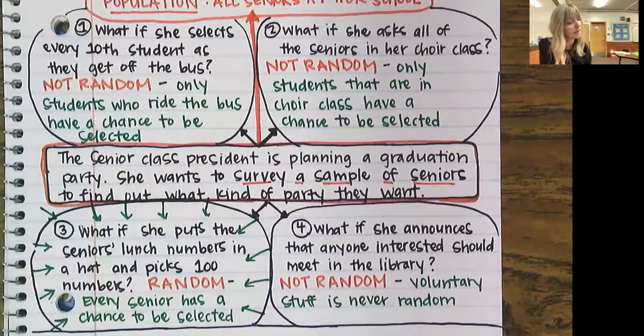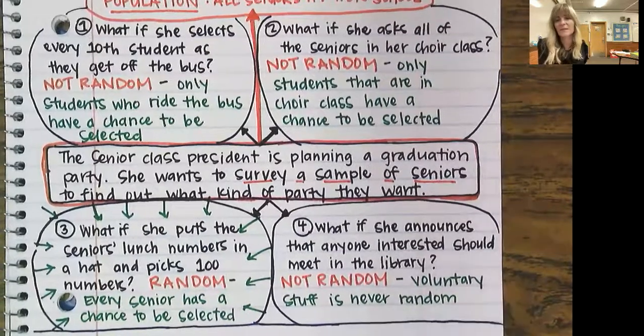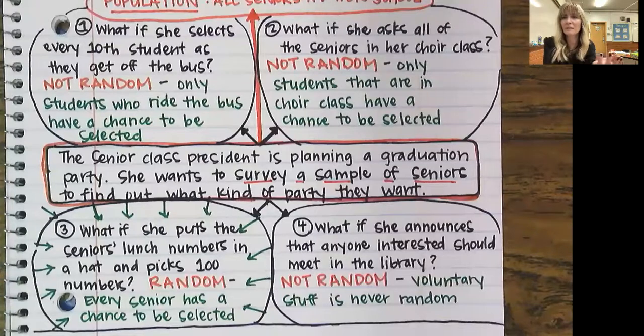And number 4 was not random, simply because if you do things voluntarily, if you just say, come if you want to, it never ends up being a good representation just because a lot of students that would respond or have ideas wouldn't show up to that. Or maybe if you have an announcement, maybe they're in certain class periods that they don't hear the announcement or whatever. Not every senior is going to have a chance to be selected. Voluntary stuff where you ask for volunteers is not a good way to draw a sample.